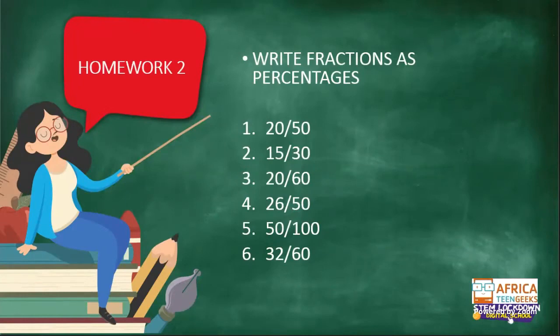The correct answer is 53%. All right, remember 30 is a half of 60. So 30 would be 50%. But now we have 32 over 60. So the answer will be 53%.